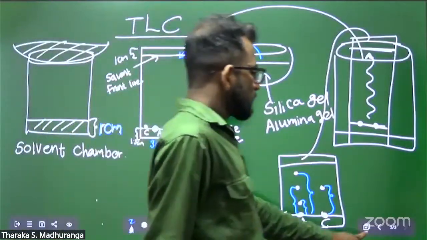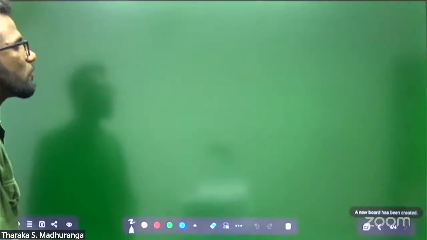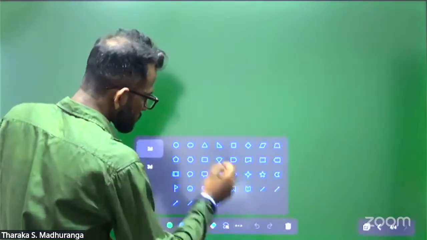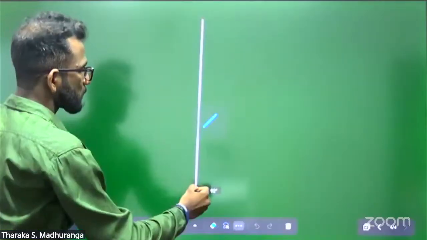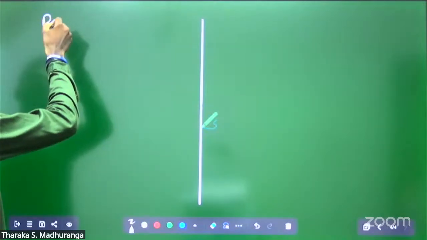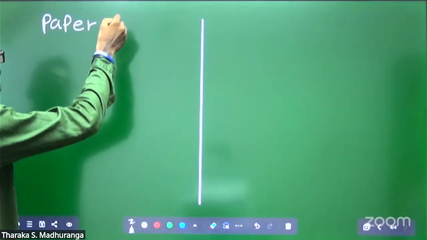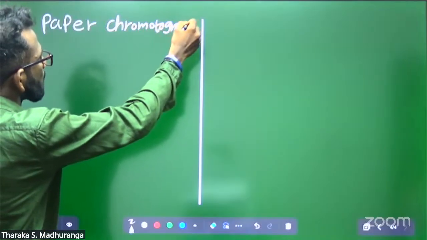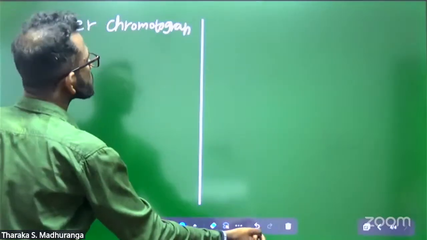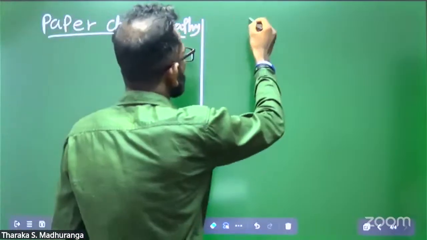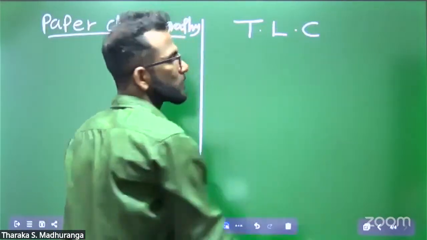Now we need to discuss the summary of paper chromatography and thin layer chromatography. We discuss two main types of chromatography method: paper chromatography and TLC, thin layer chromatography.